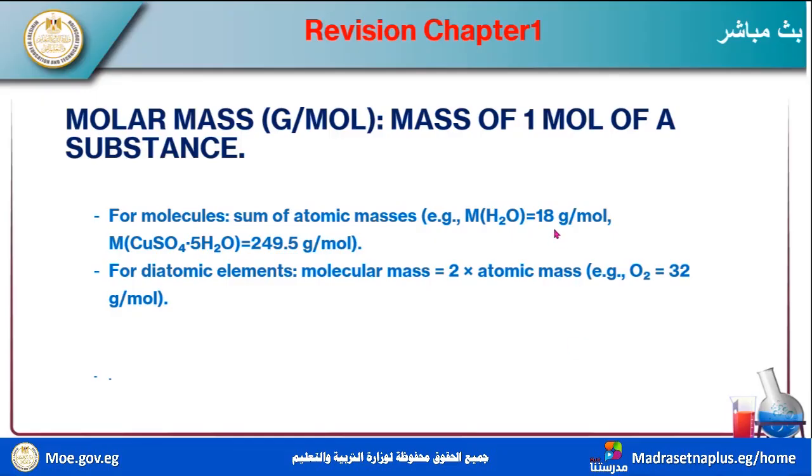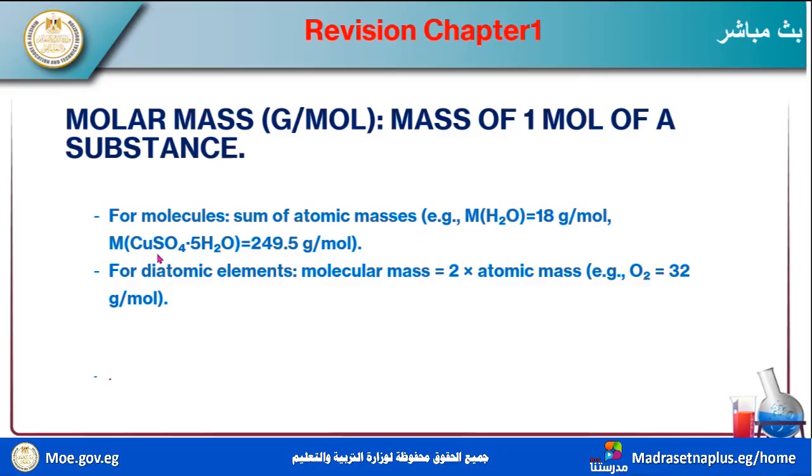Now we want to calculate 1 mole, or the molar mass, of copper sulfate CuSO4.5H2O. What is the meaning of this? This is the hydrated copper sulfate. Okay, now you must know Cu. Write with me please: Cu equals 63.5, sulfur equals 32, oxygen equals 16, hydrogen equals 1.